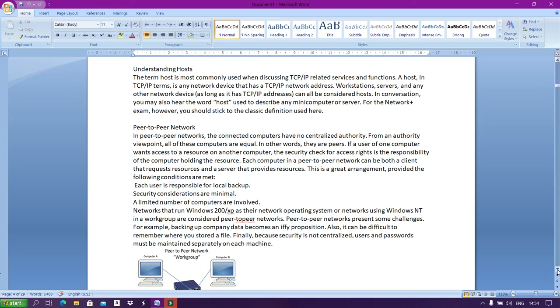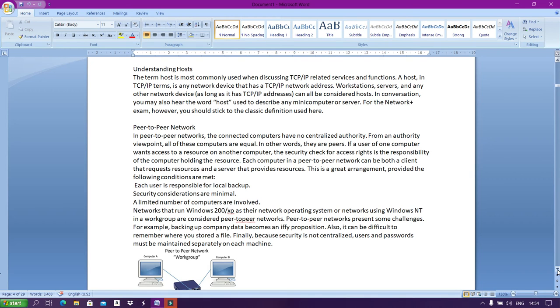This is a great arrangement provided the following conditions are met. Each user is responsible for local backup. Security considerations are minimal. A limited number of computers are involved. Networks that are running Windows 2000 and Windows XP as their network operating system, or using Windows NT in a workgroup, are considered peer-to-peer networks.